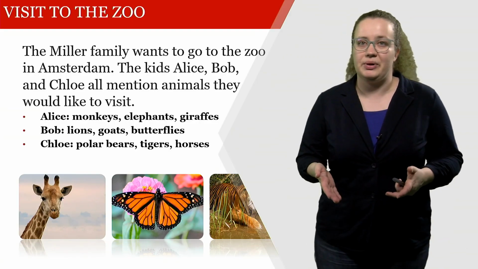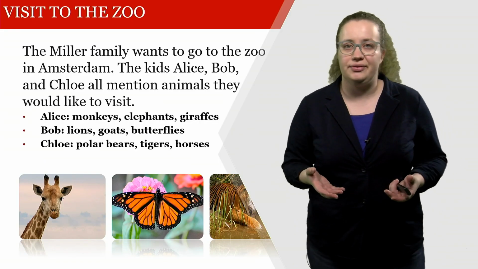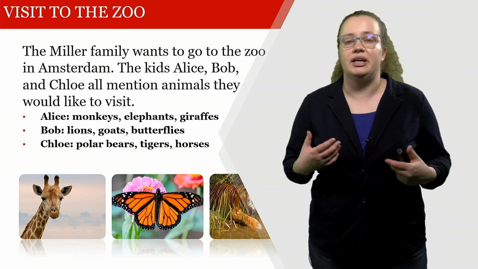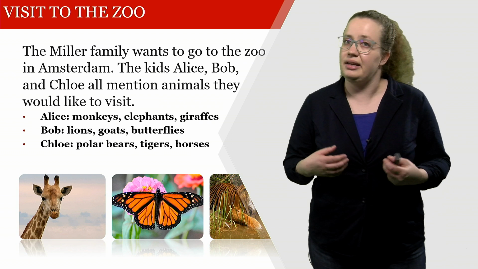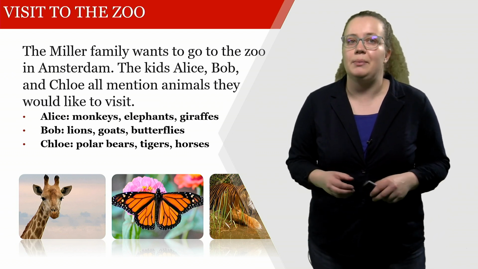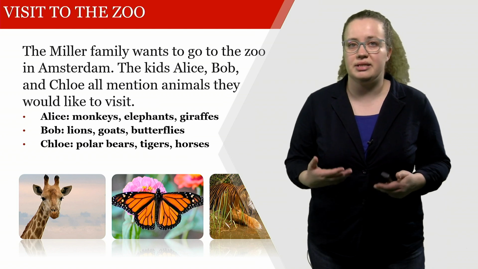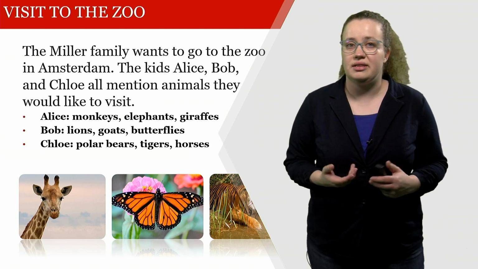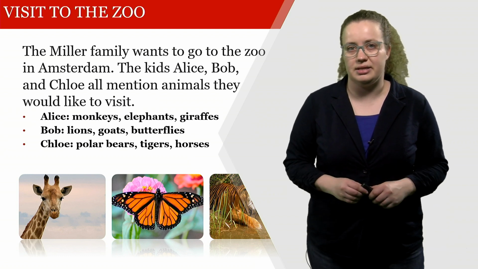So the example that we're going to look at is the example of the Miller family. And the Miller kids, Alice, Bob, and Chloe, would like to visit the zoo, and in particular they all came up with some animals that they would like to visit. So for example, Alice would like to visit the monkeys, the elephants, and the giraffes, while Bob would like to visit the lions, the goats, and the butterflies.